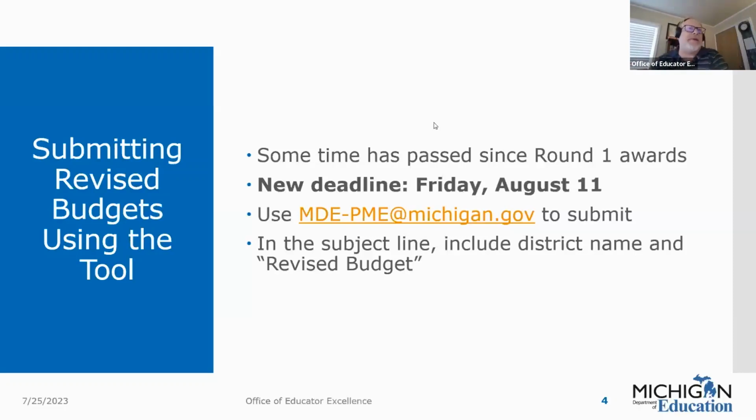Once again, as Wendy mentioned, you're going to be using the mde-pme@michigan.gov email address to submit. And we're asking folks, to make it easier on our staff who are diligently looking at that, looking for questions and fielding that email inbox, please include your district name and the words revised budget in your subject line. Then we know to grab them and save them off on our system. That'll ensure that you get it in on time.